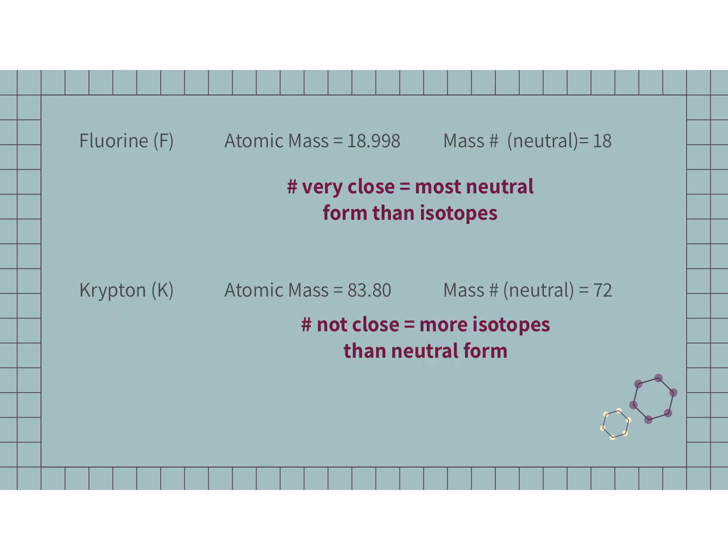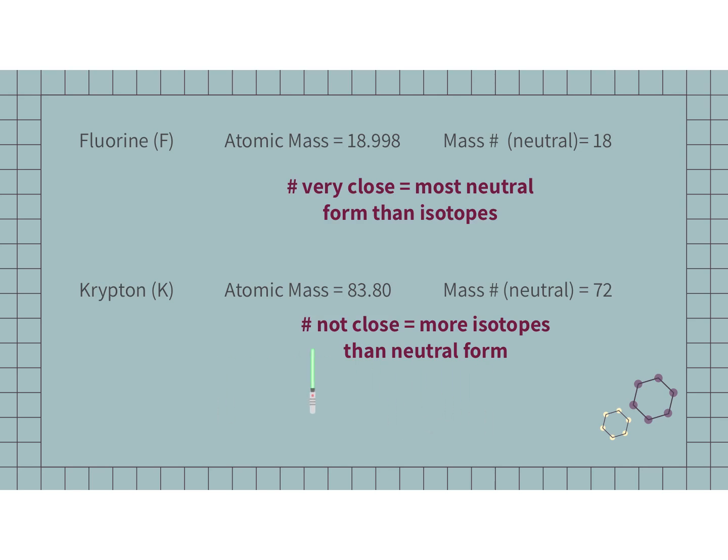So if we look at fluorine here, I can find on the periodic table that fluorine's atomic mass is 18.998. And I find that fluorine's mass number is 18. I got that neutral form mass number because fluorine's atomic number is 9. 9 plus 9 is 18. I see that these two numbers are really, really close. The neutral mass number and the atomic mass are very close. That tells me that most atoms of fluorine are neutral. It doesn't have a whole lot of isotopes where the mass is really different.